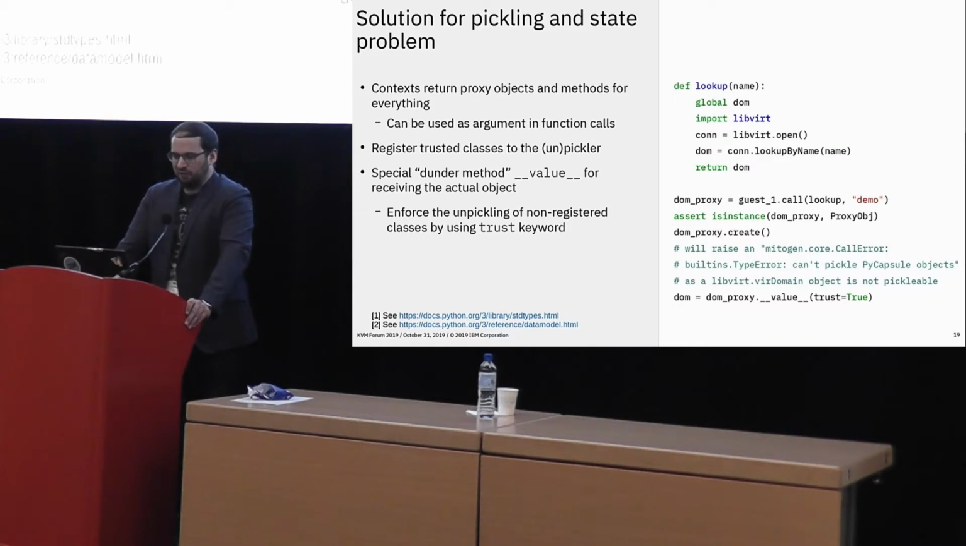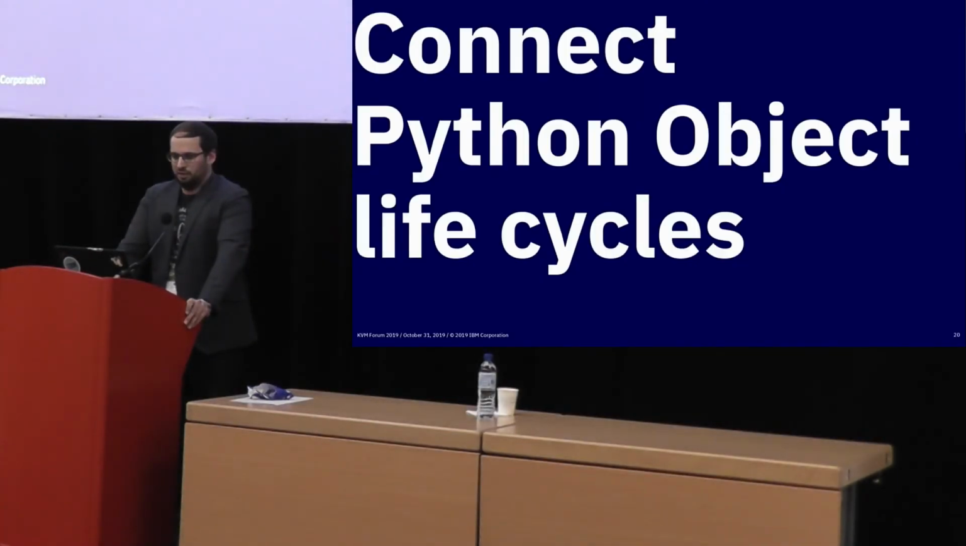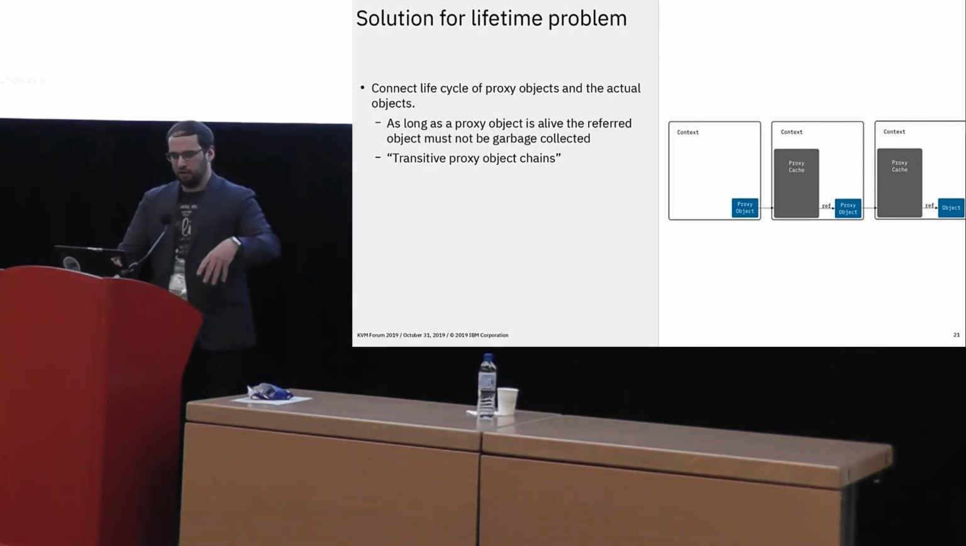And I have introduced a special dunder method named __value__ for receiving the actual object. So if we are really interested in the actual value, we can still receive it by using the method __value__. And we can enforce the unpickling of data by using the keyword trust. Then we have to connect the Python object lifecycles. So as long as the proxy object is alive, the remote object must not be garbage collected. And this leads to some kinds of transitive proxy object chains.